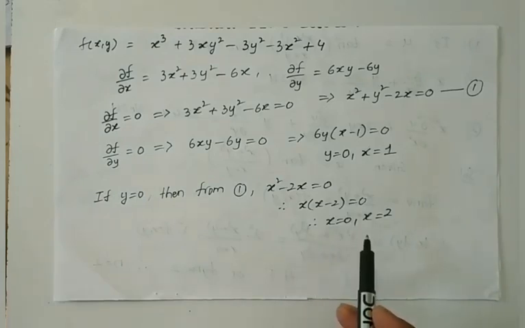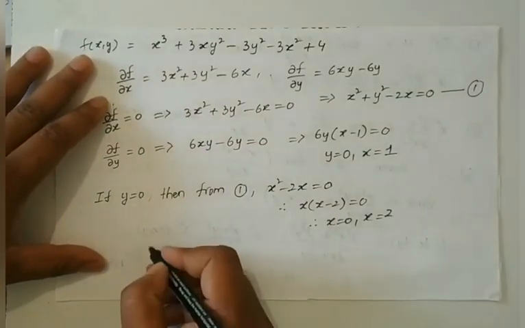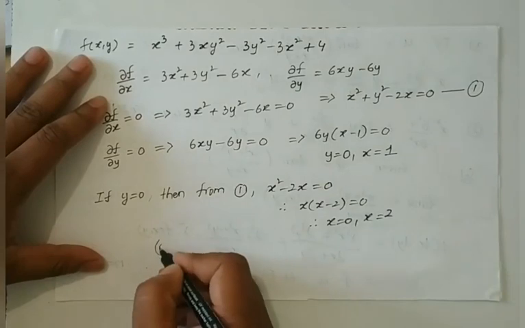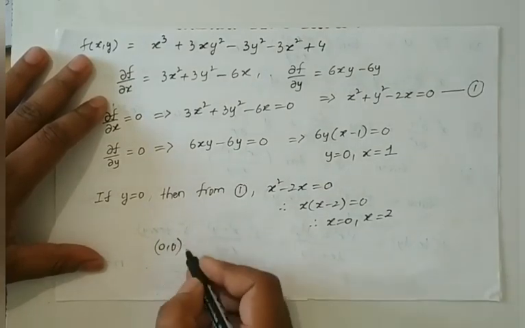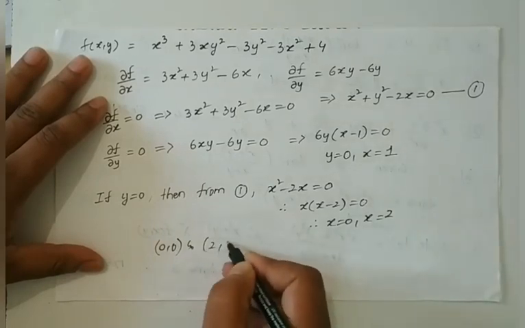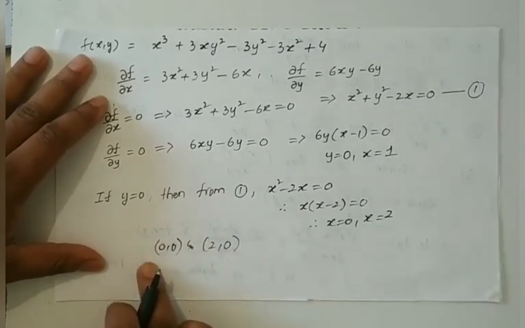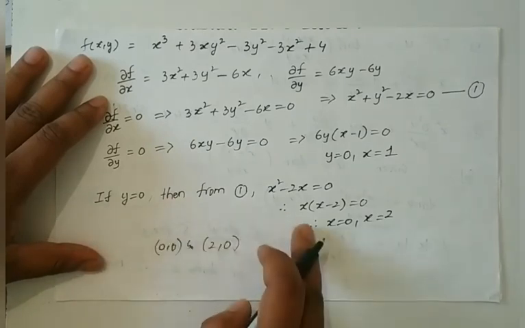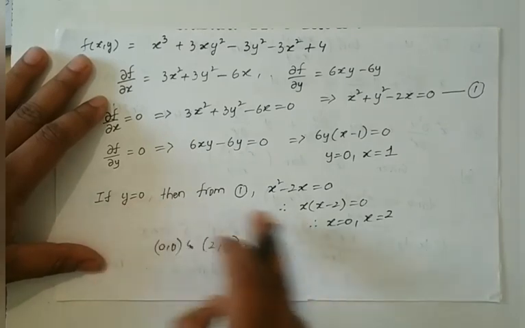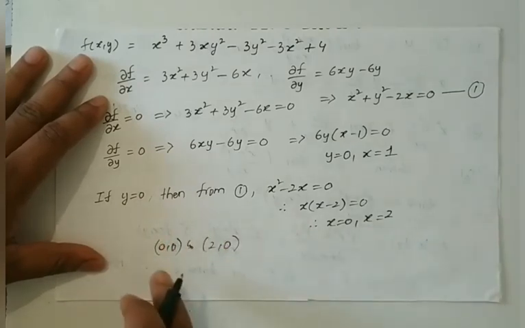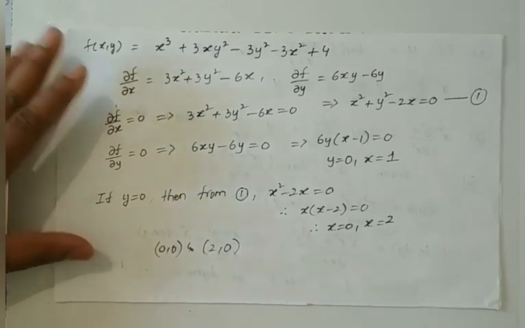So here the possible points are, tell me, y is equal to 0, x is equal to 0, that means 0 comma 0, and also y is equal to 0, x is equal to 2, which is 2 comma 0. The possible points are 0 comma 0 and 2 comma 0.